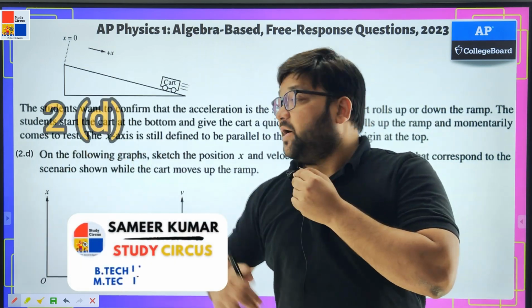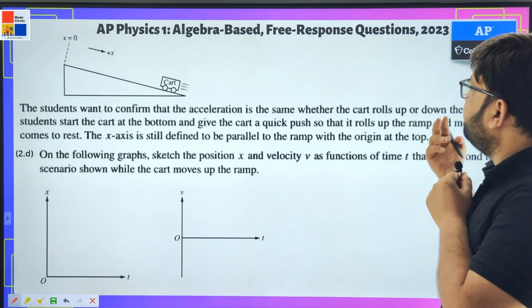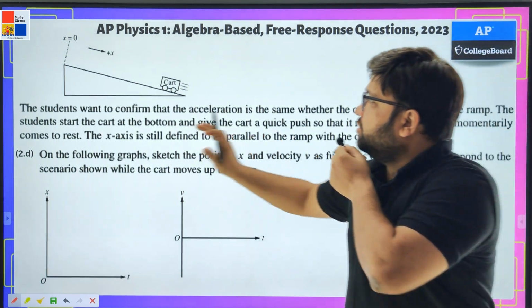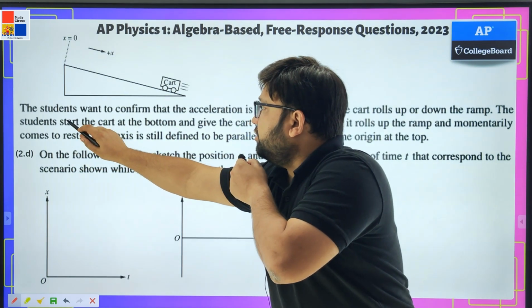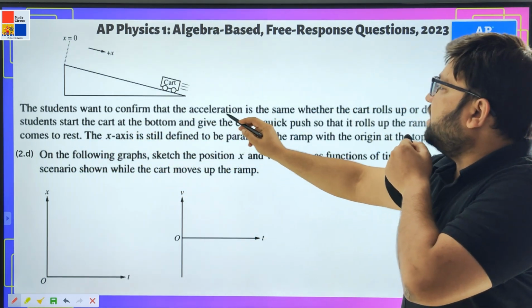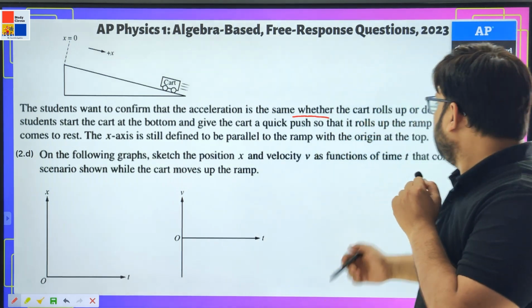Friends, this is part 2D of the 2023 AP1 questions. The previous part we have done; this is 2D. The student wants to confirm that the acceleration is the same whether the cart is rolling up or down, right?